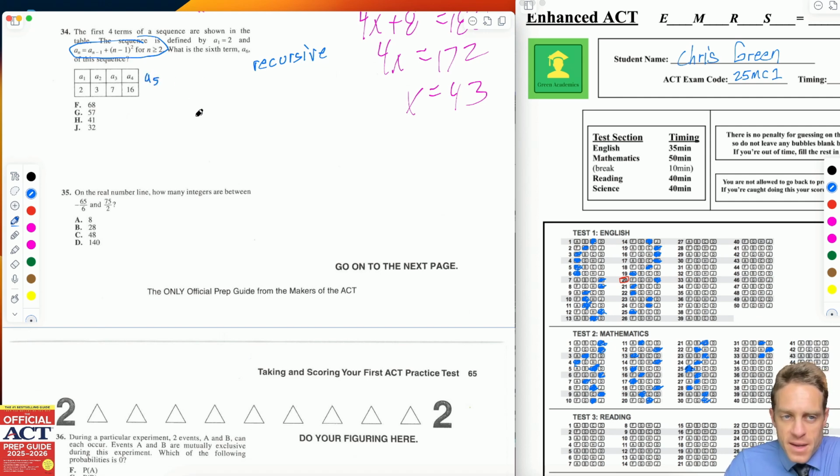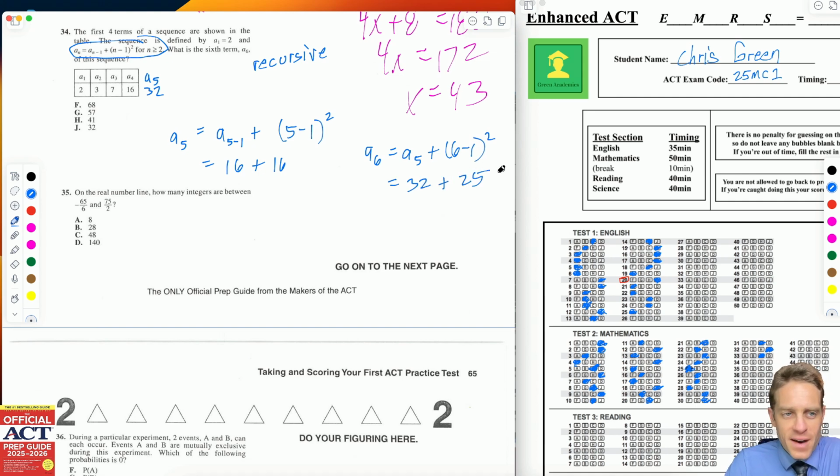So the fifth, I'm going to write this here. A sub 5 is A sub 5 minus 1 plus the number 5 minus 1 squared. So as in term 4, which is 16, plus this squared, which is itself 16, gives you 32. Then you have to loop again. So A sub 6 is A sub 5 plus this, which is itself 32 plus 25 is 57.